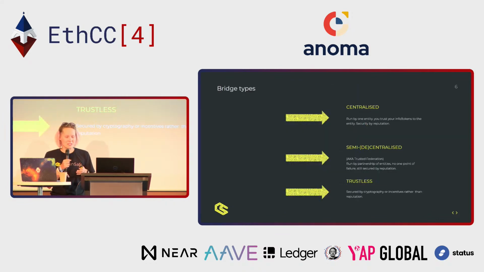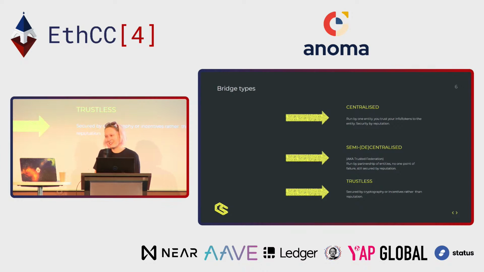Talking about it, there are several bridge types, listed here by centralization. We can start with centralized. Centralized bridges are run by one entity, usually a company that you trust, and the only thing that keeps them from stealing all your money is actually reputation. But technically, they have the possibility to do so.